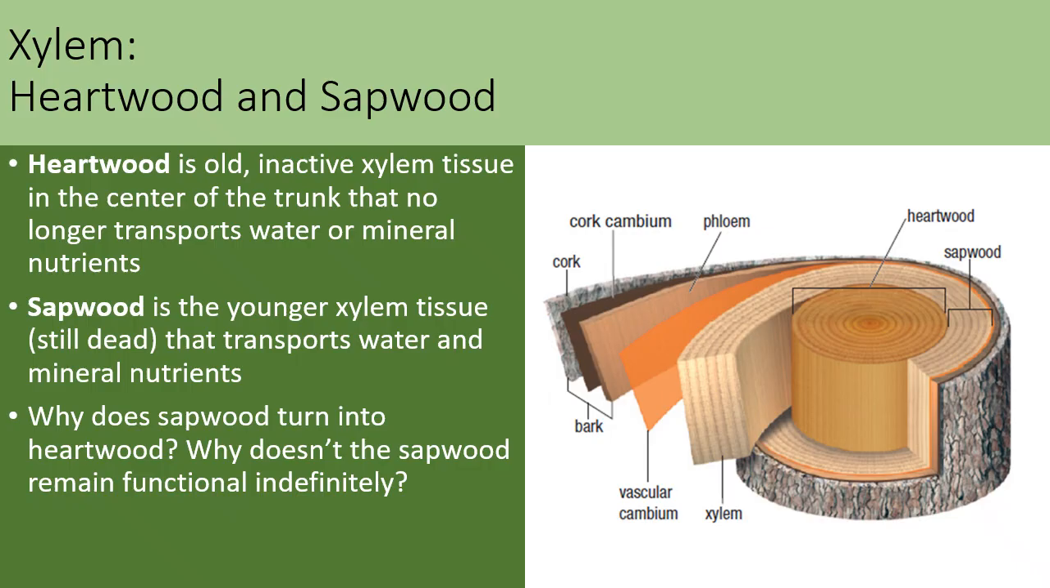The big question here that we're going to learn the answer to is why does the sapwood turn into heartwood? Because all sapwood rings eventually become heartwood. The tree continues to get thicker, and the innermost sapwood layers become heartwood over time. Why couldn't a tree build a trunk in which the sapwood remained functional indefinitely? Why can't we just have all sapwood and no heartwood? It's a complex answer, and it's one that we'll look at throughout the entire unit.